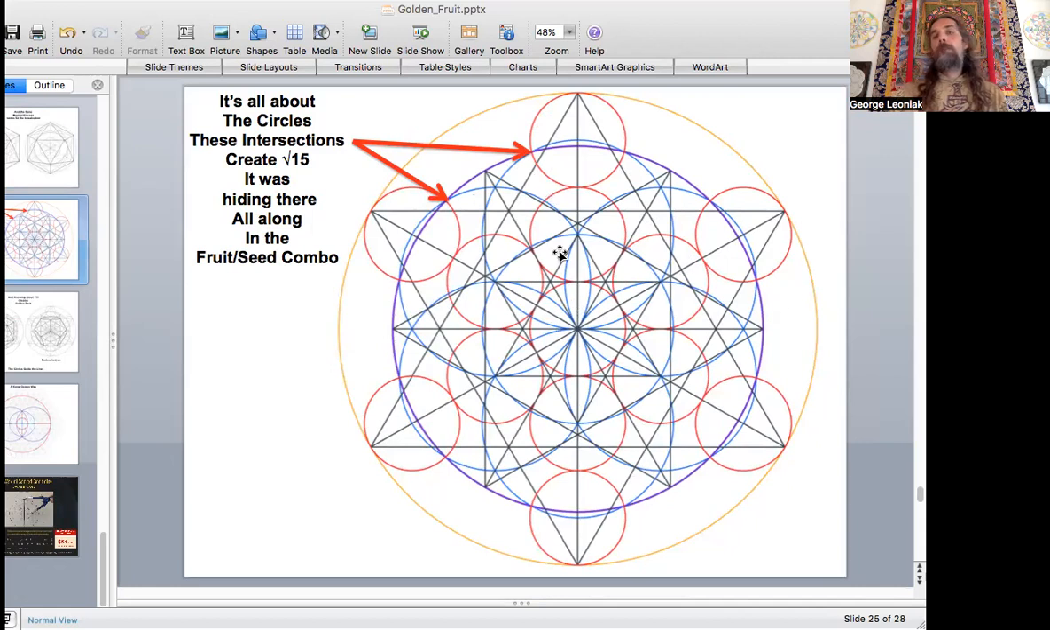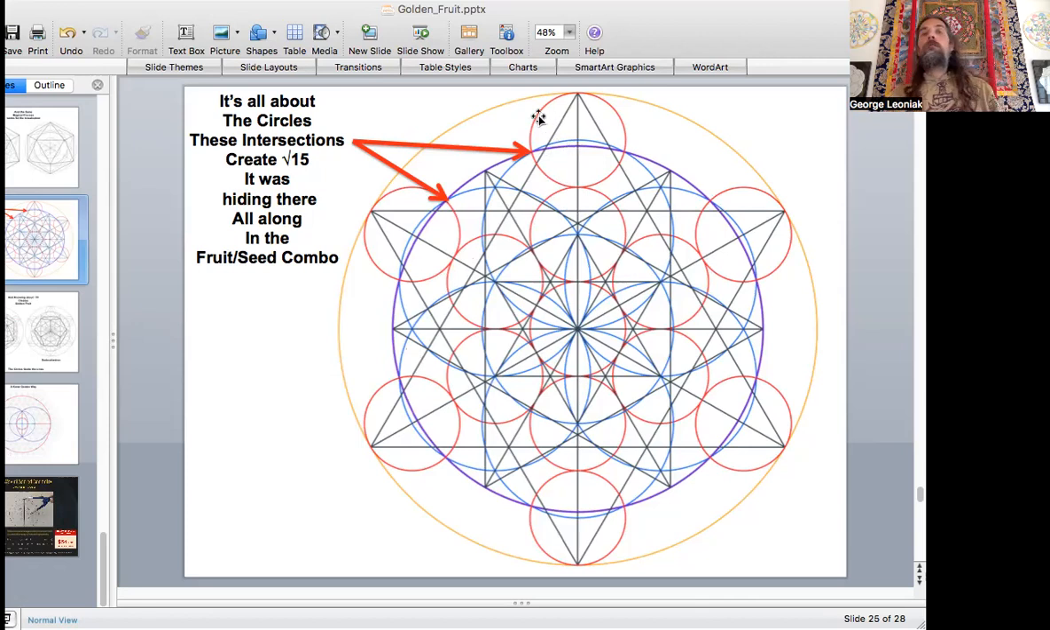If you set your compass at the center point and make a circle at that key intersection, well, that's Root 15 right there. And then that allows you to go ahead and draw in the triangles to create the dodecahedron, and you've got your missing lines picked up right over there. Totally amazing, what's hidden right there in that pattern all along.